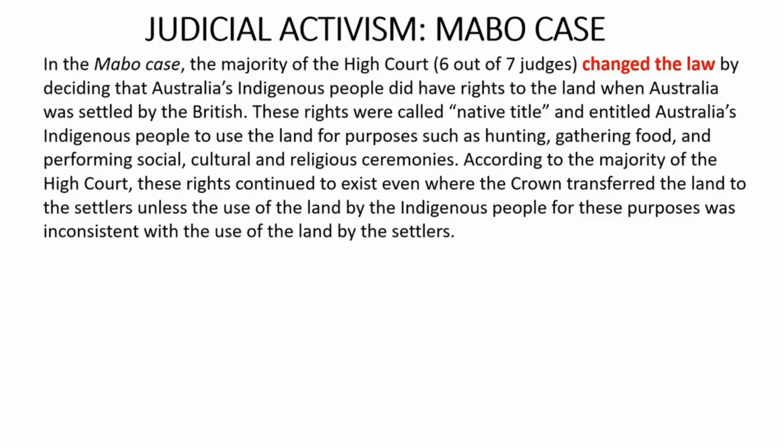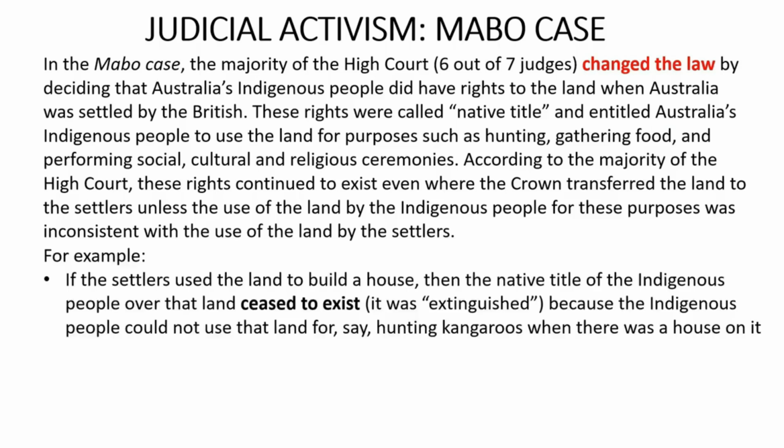So, for example, if the settlers used the land to build a house, it would clearly be inconsistent with the use of that land for a house for the Indigenous people to still have the right to use that land for their traditional purposes. For instance, it would not be possible for the Indigenous people to hunt kangaroos on land which had a house built on it. In such a case, whatever rights the Indigenous people previously had to that land were extinguished. That is, those rights ceased to exist.